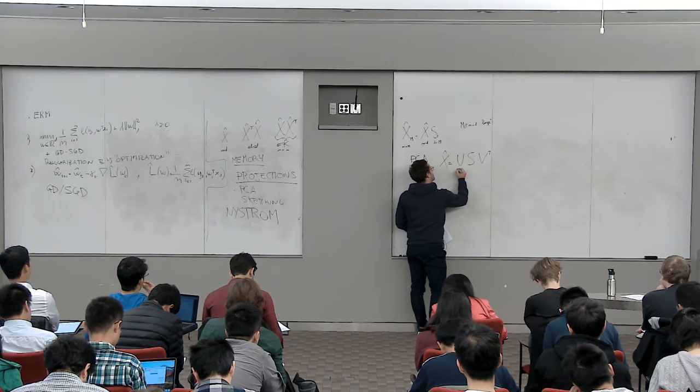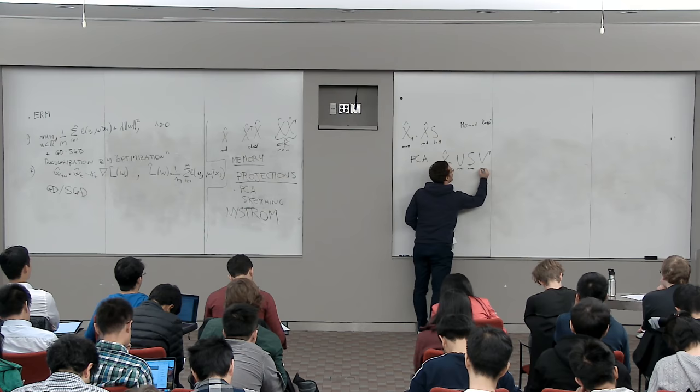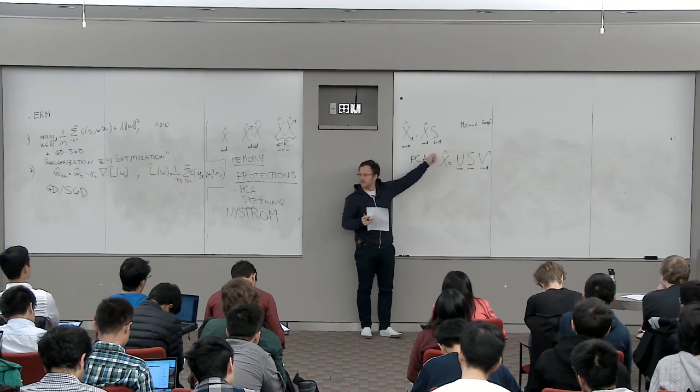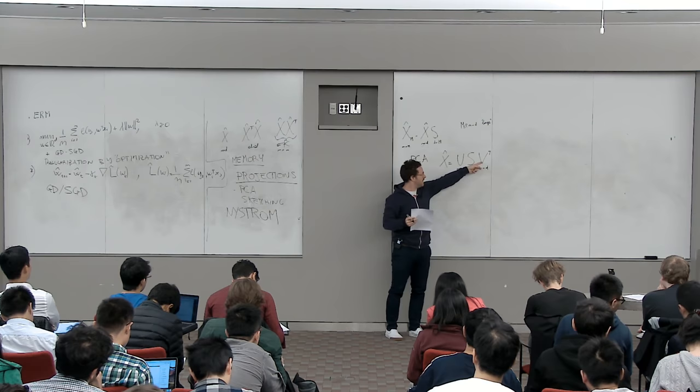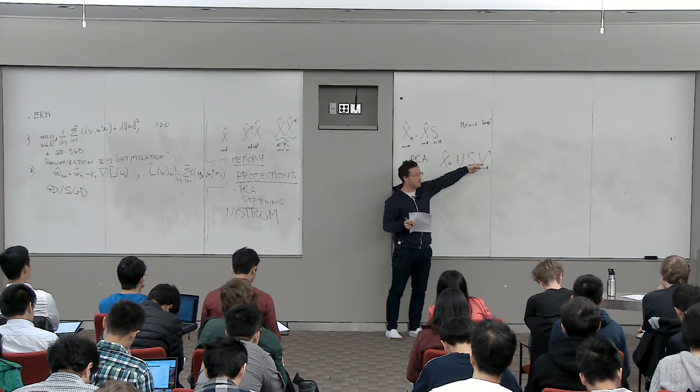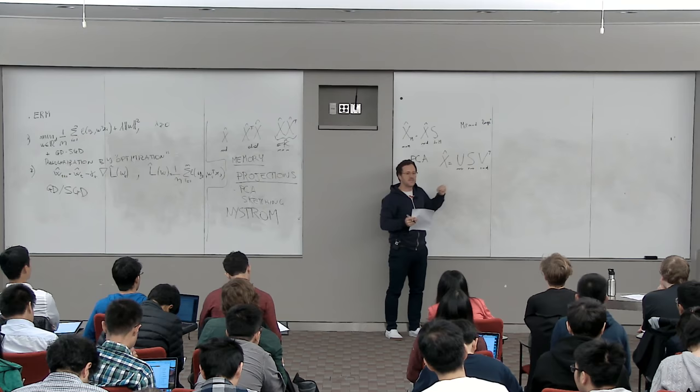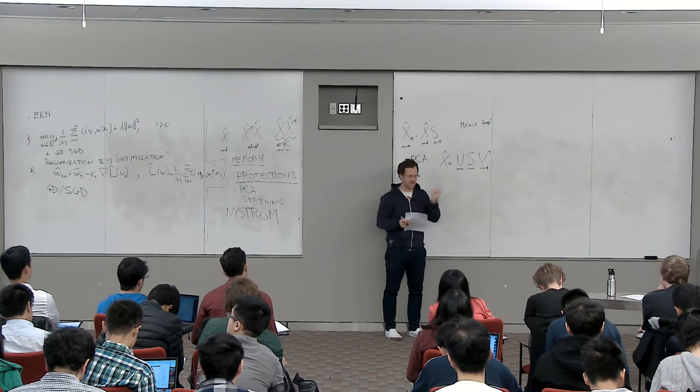Where U and V are orthogonal matrices. They are respectively, the rows of this are a basis in Rn. The columns of this are bases in Rd. And then these are the singular values, okay? And here R stands for the rank, which, without loss of generality, just means it's either N or D. Doesn't really matter for our discussion, okay?